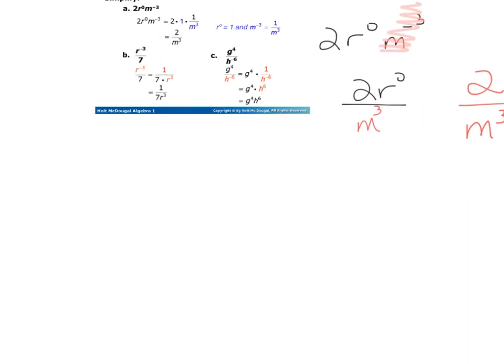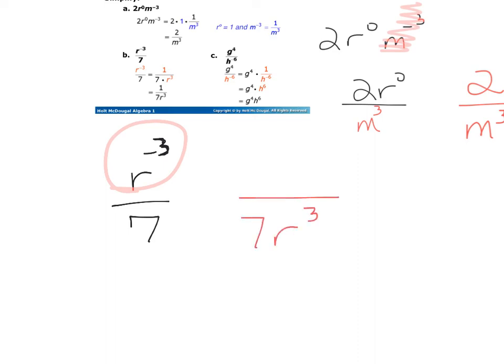Let's look at part B. I have r to the negative 3 over 7. Okay? What's going to move? The negative moves. To make him positive, he's got to go to the bottom of the fraction. Now, because nothing was left behind, I need to leave a 1 behind.